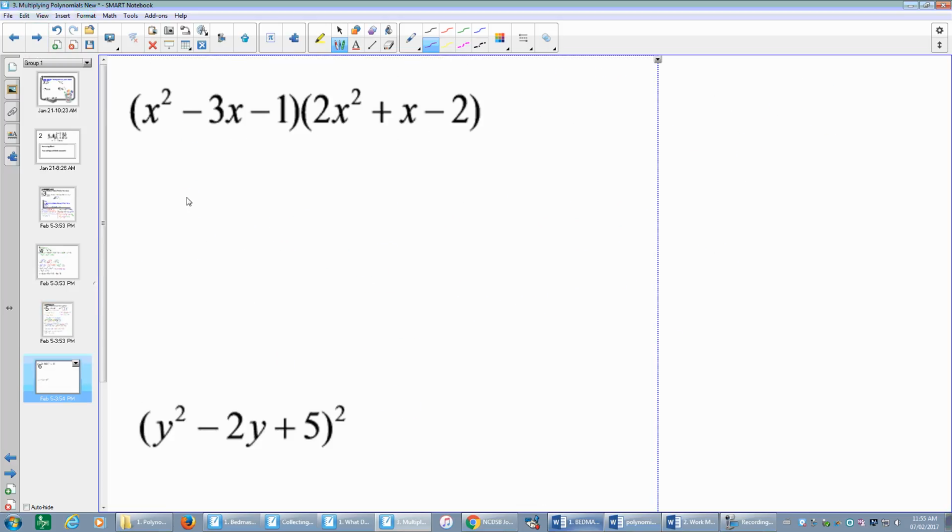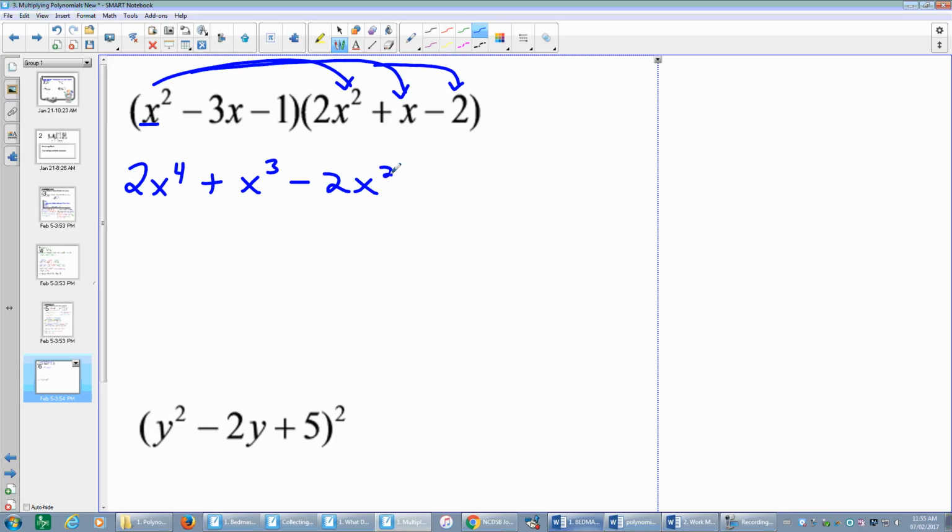Okay, this next example here, I have a trinomial times a trinomial. Now we don't have an acronym for this, but we're just going to do the distributive property with this. So here, again, I'm going to take my first term, that x squared, and multiply it by everything inside this bracket. So I take x squared and multiply it by 2x to the exponent 4 plus x to the exponent 3 minus 2x squared. So I just take that first term and multiply it by every single term in the bracket.